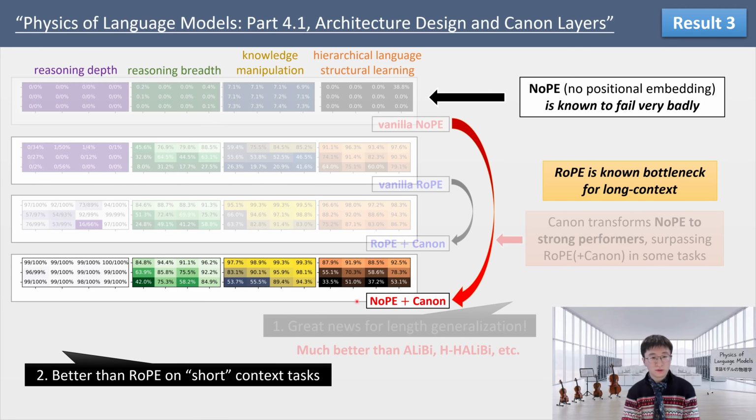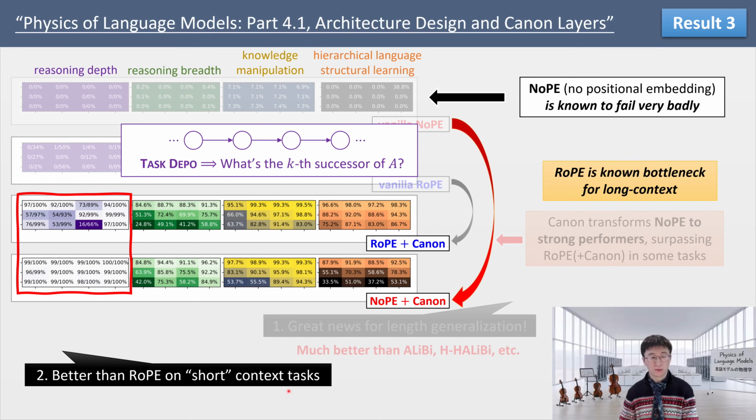The second point I want to emphasize is that this is also great news because RoPE also performs badly on short context tasks. This is perhaps a little bit less well known, but you can already see it from here. For instance, on this task of reasoning depth, that is, what is the kth successor of a node, so that's k-hop reasoning. You see that just by replacing RoPE with NoPE, you're even getting better accuracy.